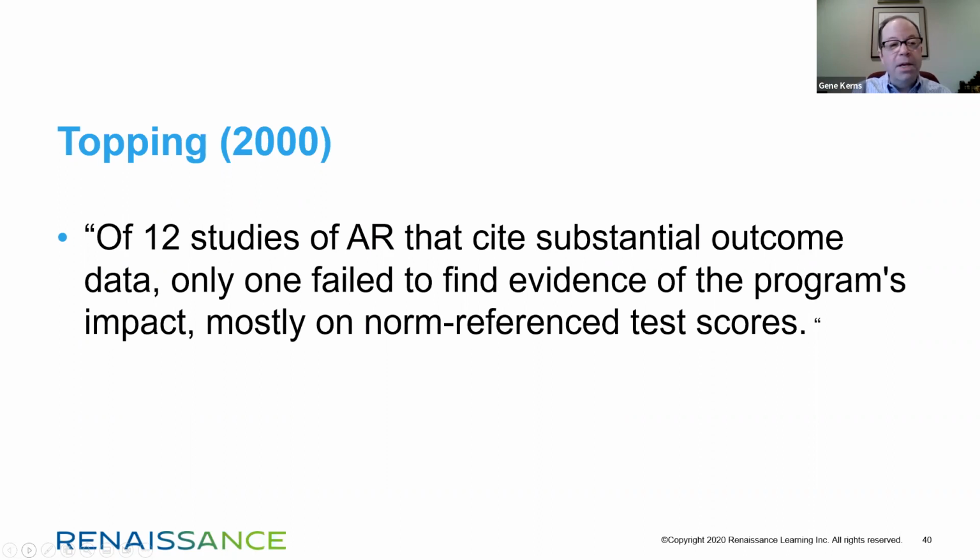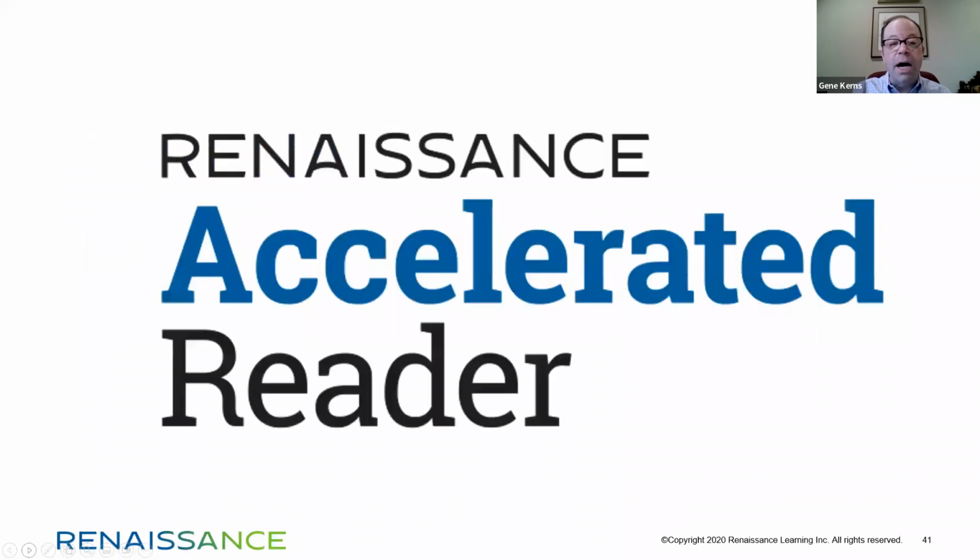At the time that Topping did that analysis in 2000, what he found was there were 12 studies on Accelerated Reader programs, and 11 of the 12 cited positive benefits. So Accelerated Reader, with 220,000-plus and constantly growing comprehension quizzes for you to access, simply gives you a read on how kids are doing. And even though that sounds simple, the impact of that is powerful.